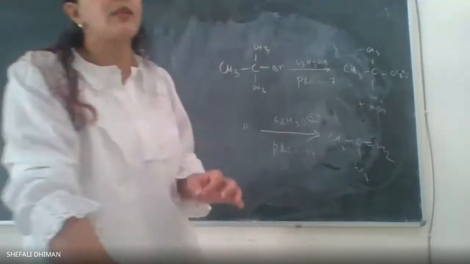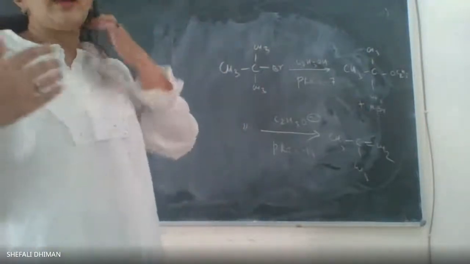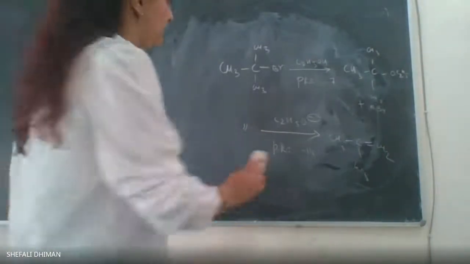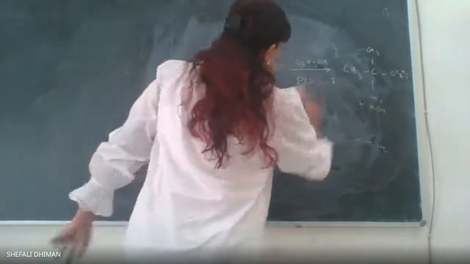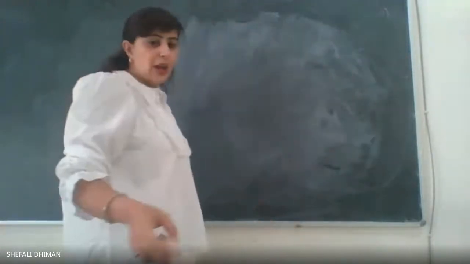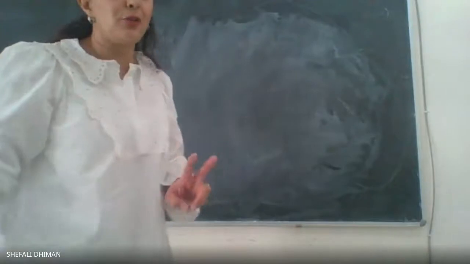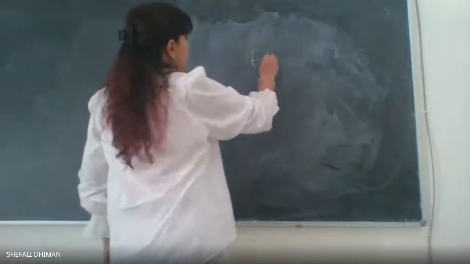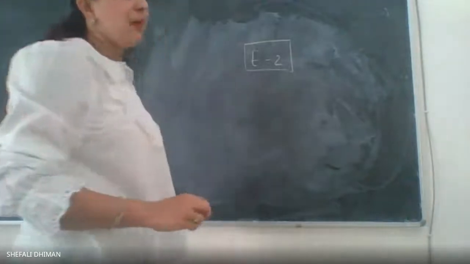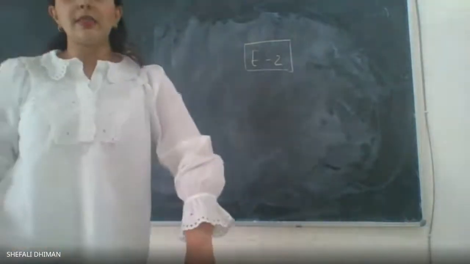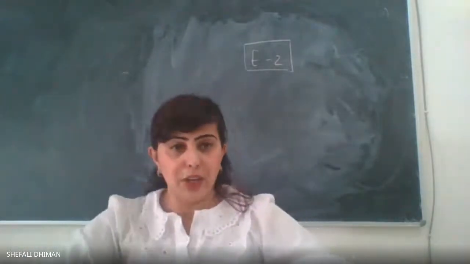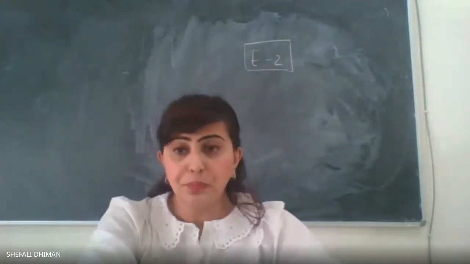So this is what is being told here, and with this I would like to start with the first kind of elimination, which is the E2. What do you mean by E? It is elimination, and what do you mean by 2? It's not number 2, it is E2. E2 stands for elimination bimolecular. So let us start with the elimination reaction E2, which is called elimination bimolecular.